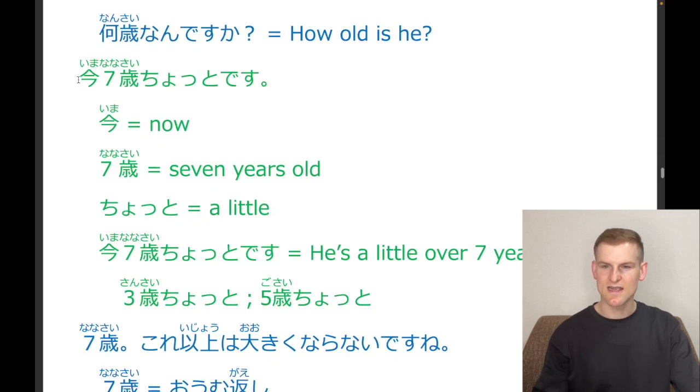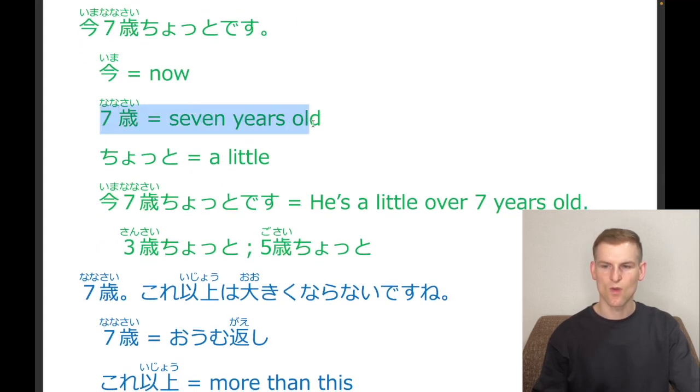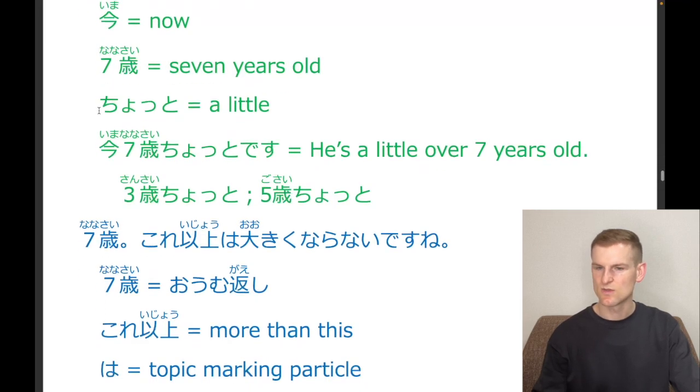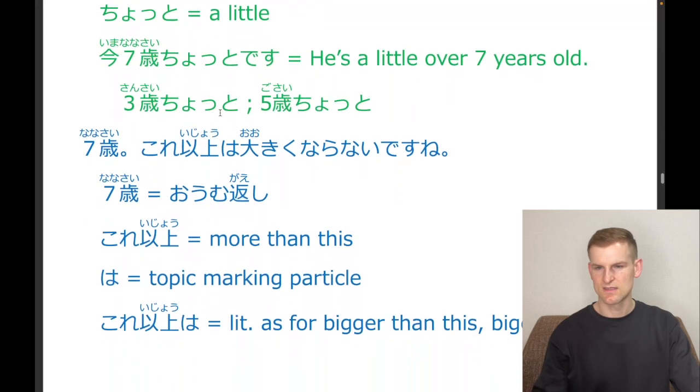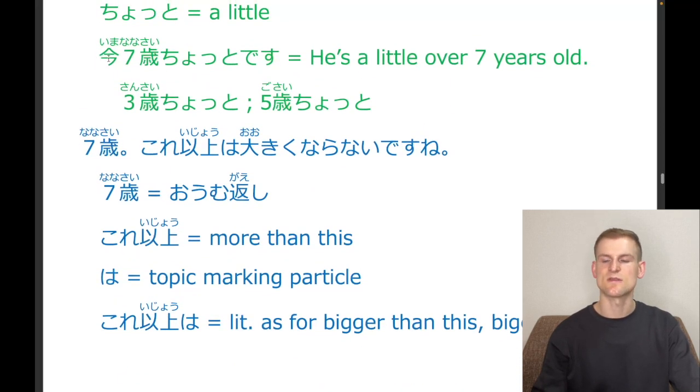Okay, so 今7歳ちょっとです。7歳ちょっとです。Okay, so 今 is now, 7歳 7 years old. Okay, ちょっと. We looked at this a bit before, but it's used differently here. It just means a little. So put that all together. 今7歳ちょっとです. So he's a little over 7 years old. So you don't actually use the word over here. You just use little and put it after an age, and you get a little over that age. Okay, so 3歳ちょっと. A little over 3. 5歳ちょっと. A little over 5 years old.